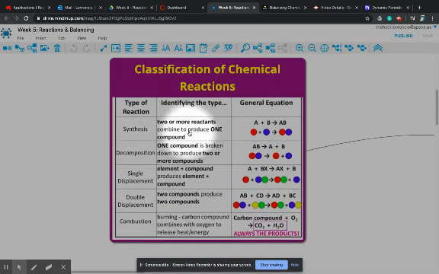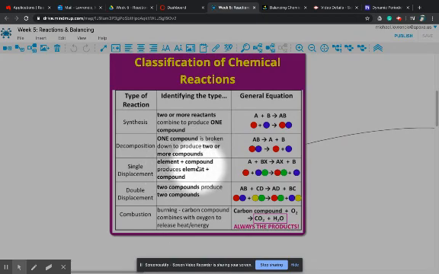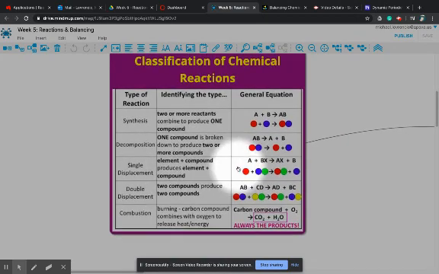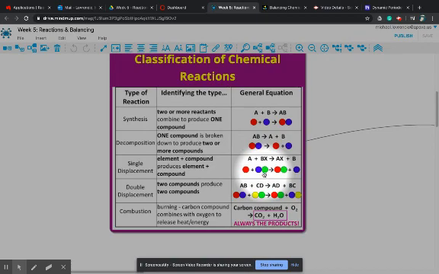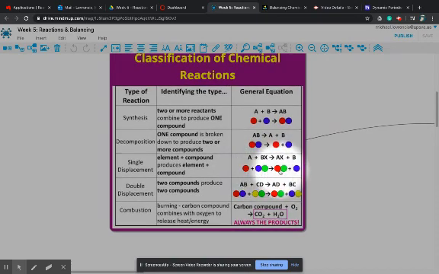With synthesis, you're making something, notice the pattern: you have a bunch of reactants and you're forming one product. Decomposition is the opposite. You have one reactant breaking down into more than one product. Single replacement or single displacement is element plus compound, and you get a new element and a new compound. That element can be a metal replacing the cation in an ionic compound, or a non-metal replacing the anion in an ionic compound. If that replacement happens, you get a new compound and a new element.